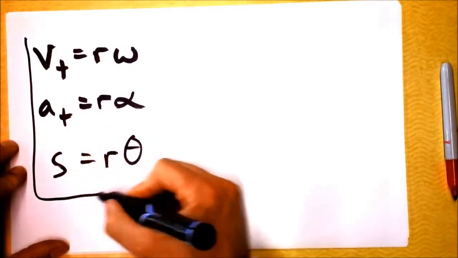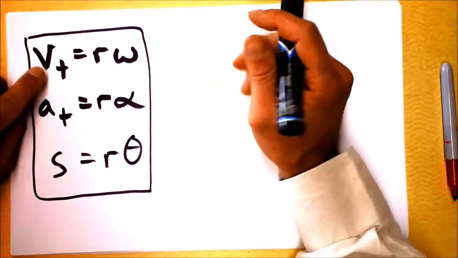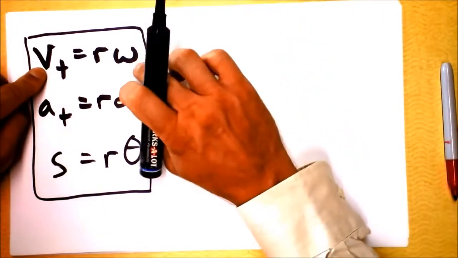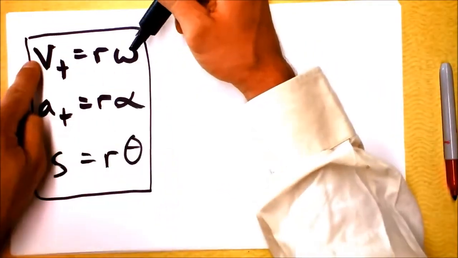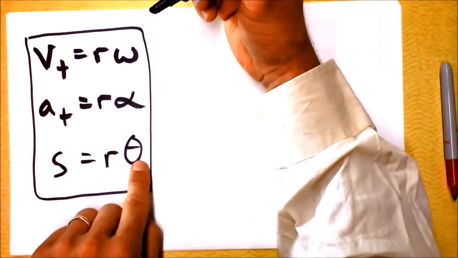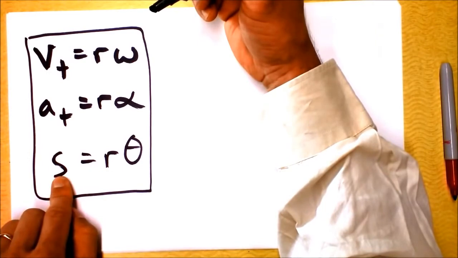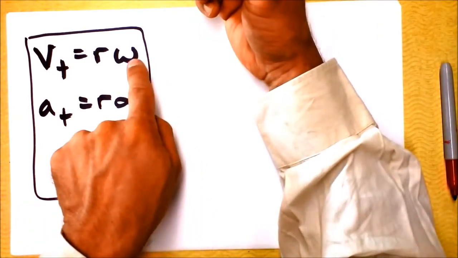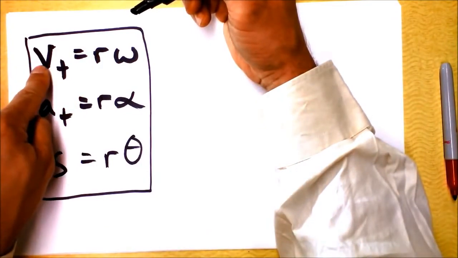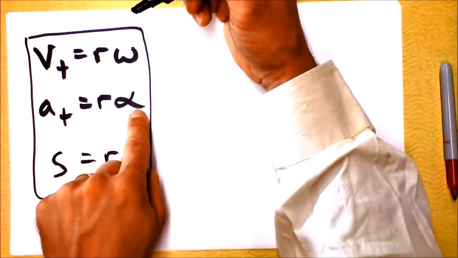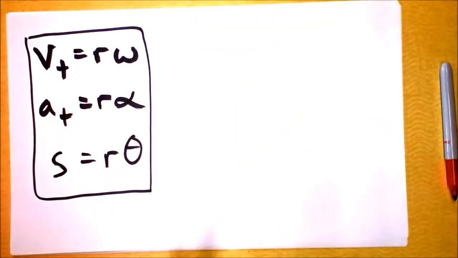Look at these equations. See what a similar form they have? If you want to go from circular to linear, you need to multiply by r. For position, you take the angle, you multiply by r, and you get the arc length. For velocity, you take the angular velocity and you multiply it by r, and you get the tangential velocity, or tangential speed. And for angular acceleration, you multiply by r, and you get the tangential acceleration.